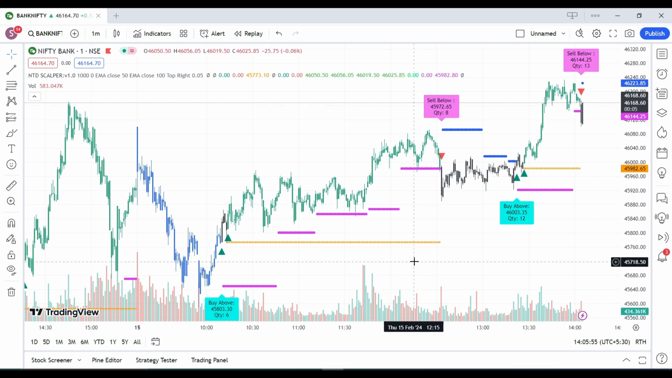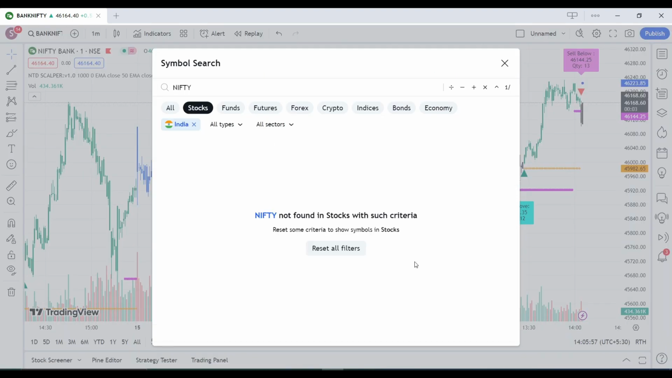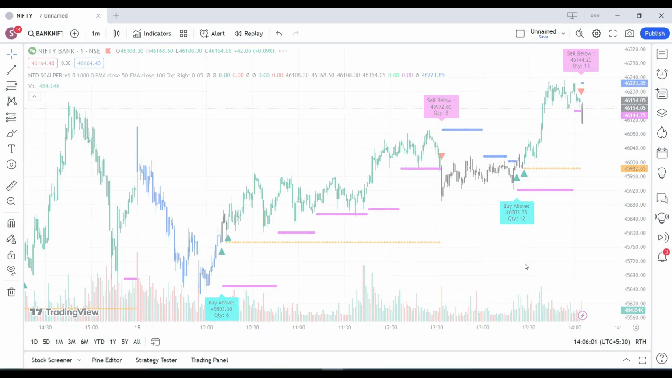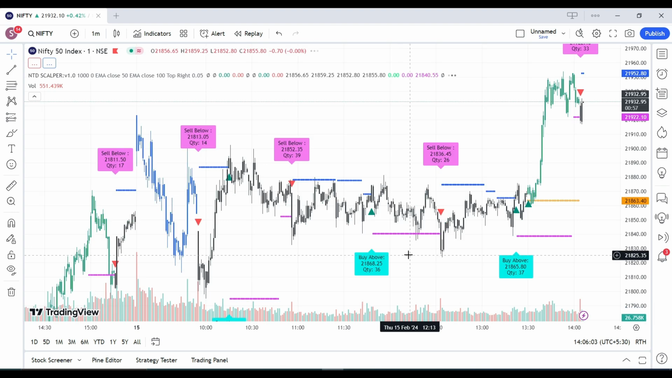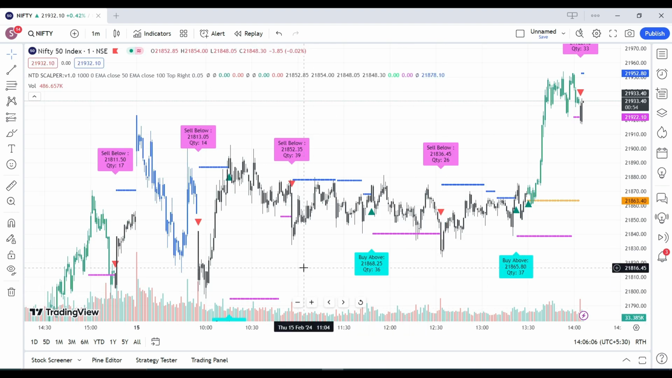Now let us check Nifty also. If we go on Nifty and check how Nifty has performed, let us bring the chart of Nifty. Once you bring the chart of Nifty, this is interesting. Now you'll understand how this works.